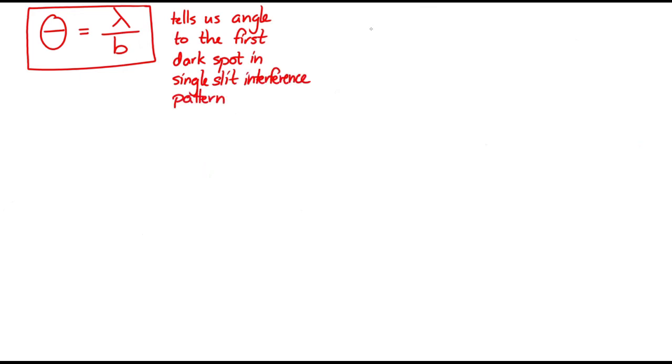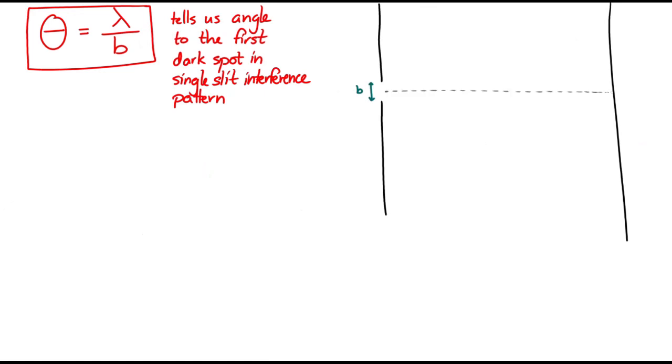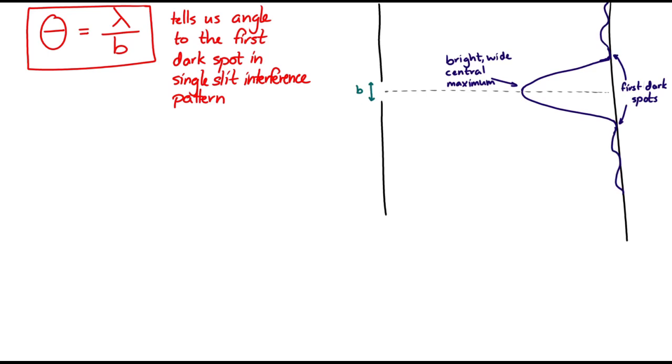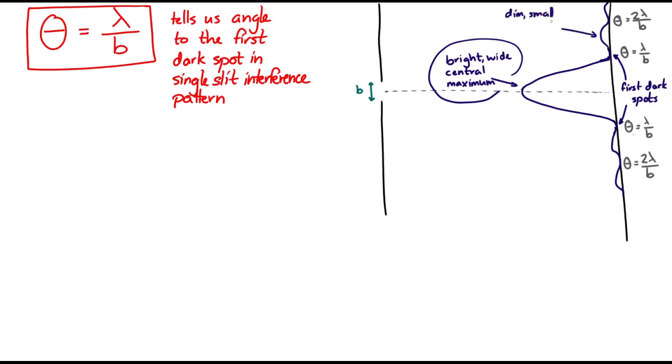So here's what the single slit diffraction pattern would look like. Here's our screen, and I'm going to draw a graph. A big value in this graph is going to mean we get a bright spot. So there's a bright central maximum, here's our first dark spot at an angle of lambda over b, and there's a symmetric thing on the other side, and then successive dark spots are at multiples of lambda over b. So what we get is a bright, wide central maximum with dimmer, smaller fringes towards the outside.